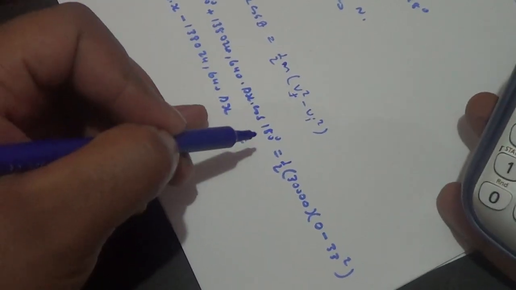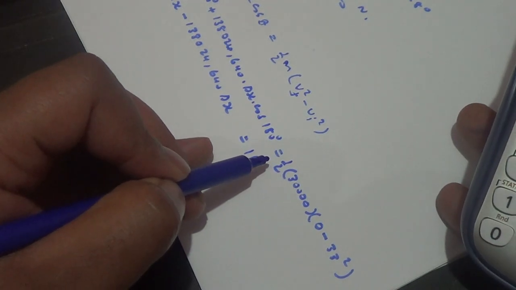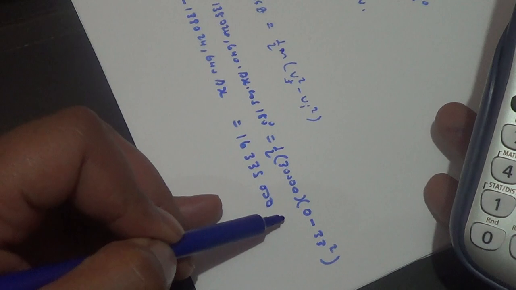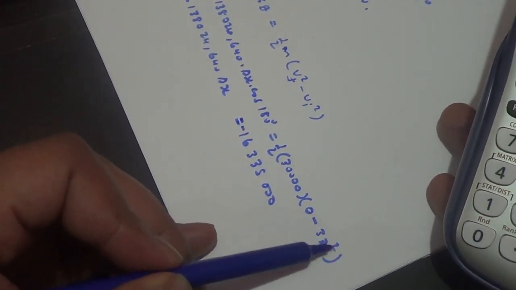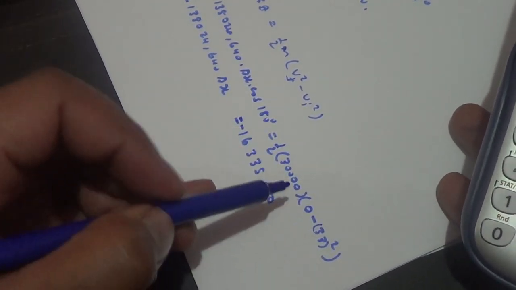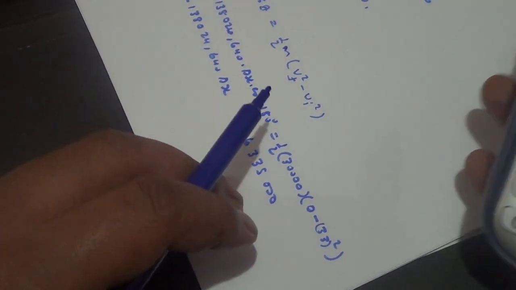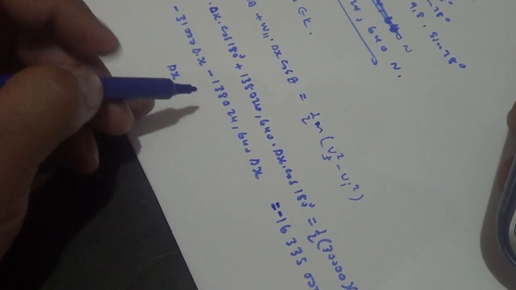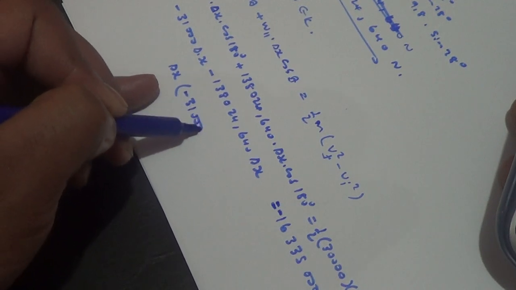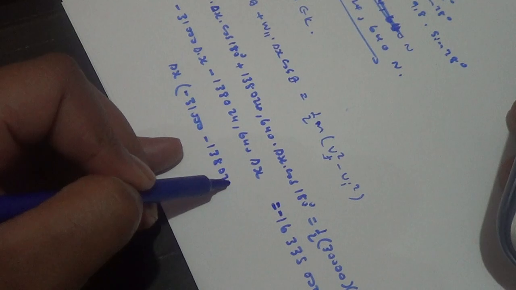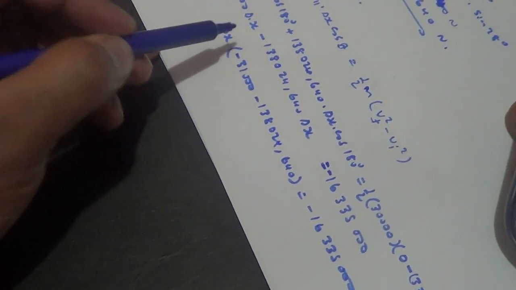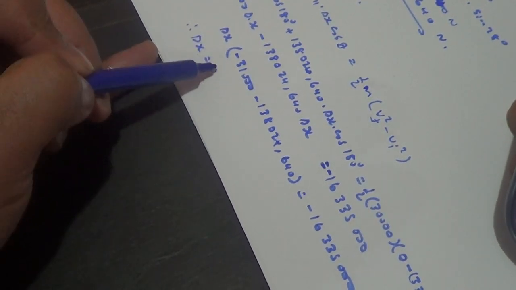And then let's see. I get 16,335,000 joules. Of course, this is negative because of this negative. Remember the square, there's this little bracket over there. So this is minus that. Okay, joules. So don't worry about the units so far. Now, what we have here common is delta x. So still quadratics or factorization. So we will just have minus 31,000 minus 138,024,640 equals minus 16,335,000.